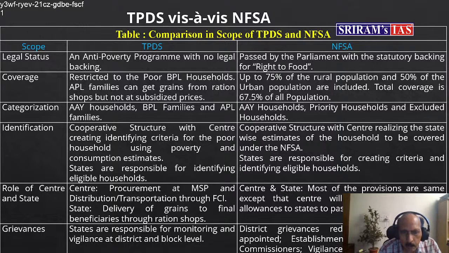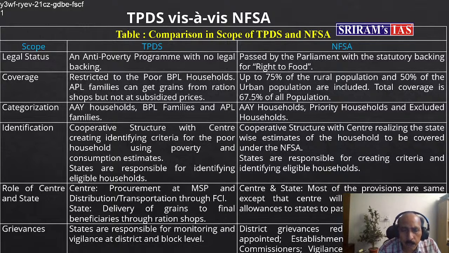The other important thing is that the role of the center still continues: to procure the food grains at the MSP and distribute them to the states as per their requirement through FCI. And the state will deliver the food grains to the requisite families through the FPS system. That was the system prevailing in the TPDS, and almost the same system was continued under the NFSA.